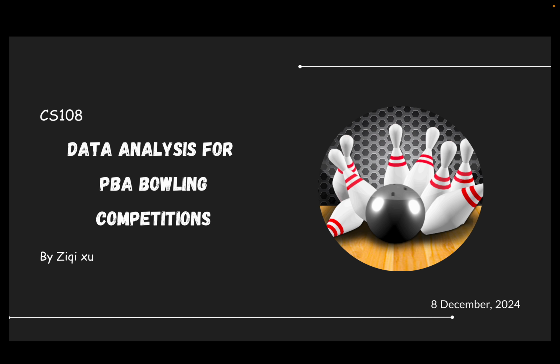The report has three main sections: an introduction to bowling, an overview of the data, and an analysis of the correlation between the variables mentioned.